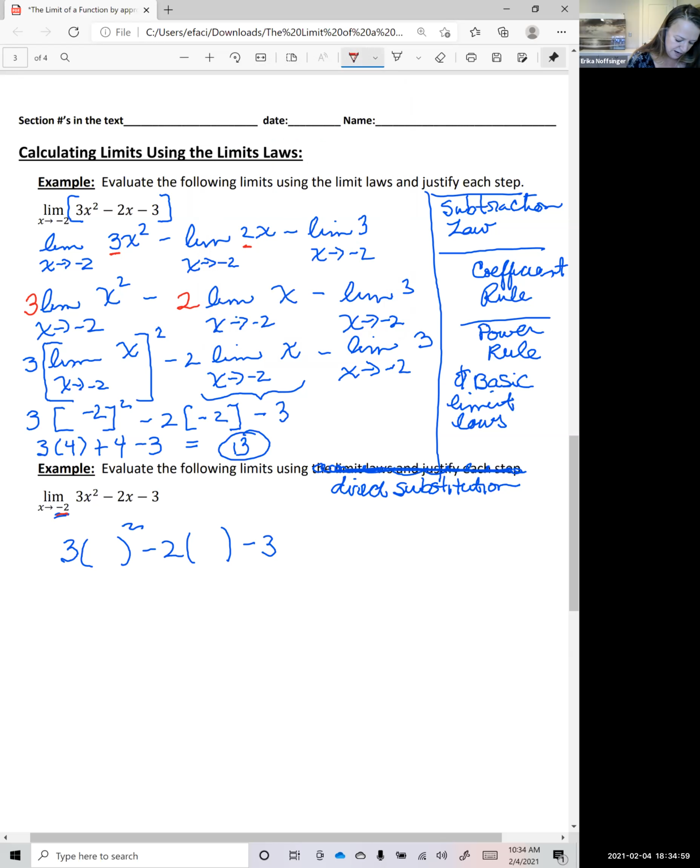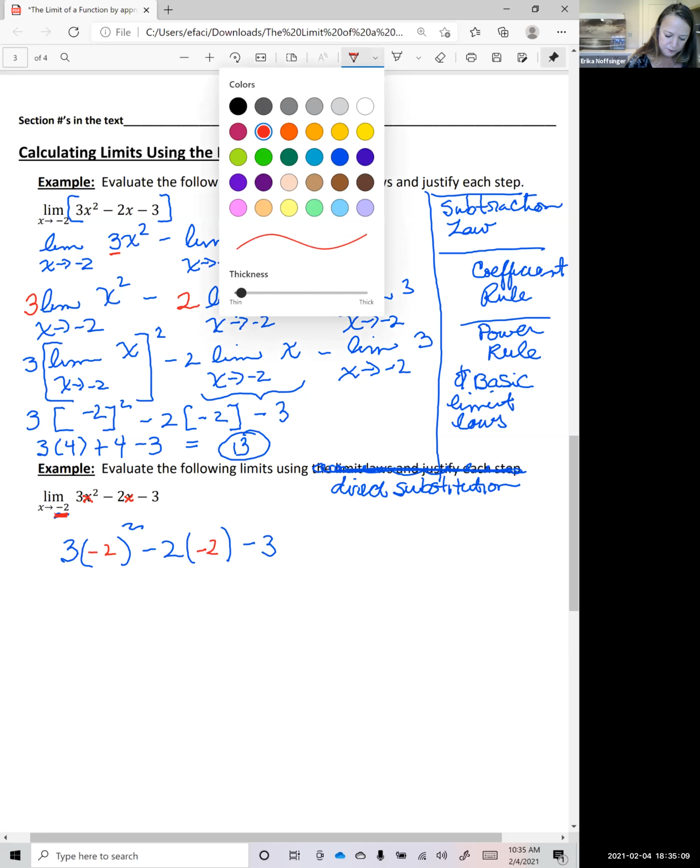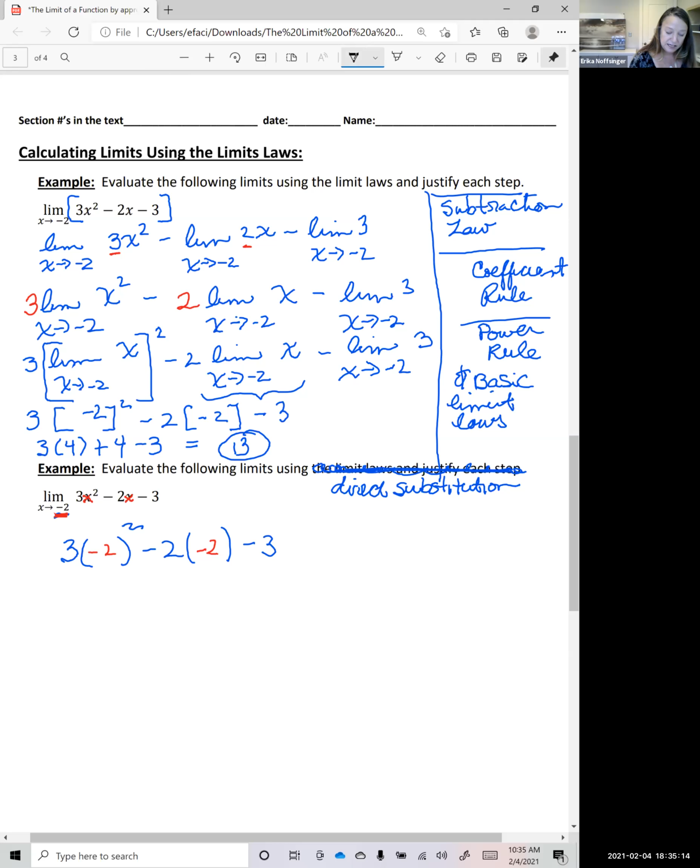So now wherever we see an x, we're going to replace it with this -2. Do your order of operations to simplify. Exponents first. In this case, we have -2 quantity squared. So -2 times -2 is +4. So we have 3 times 4. -2 times -2 again is +4. So +4 minus 3. So 12 plus 4 minus 3. 12 plus 4 is 16 minus 3, which is 13.